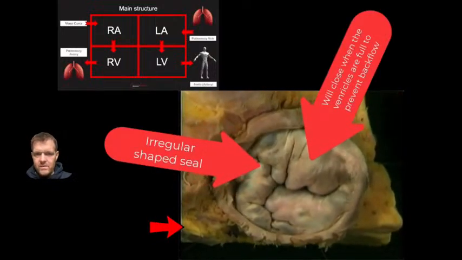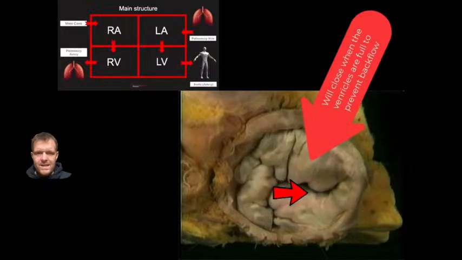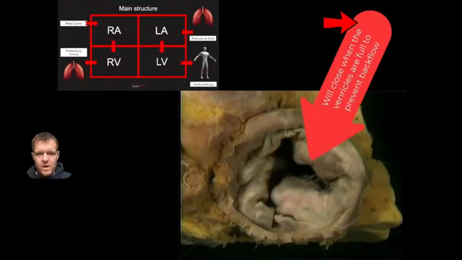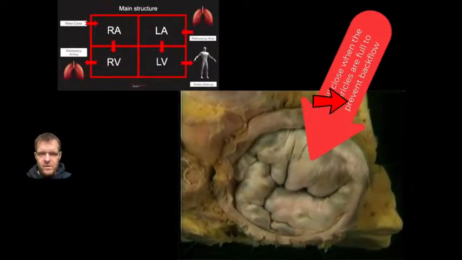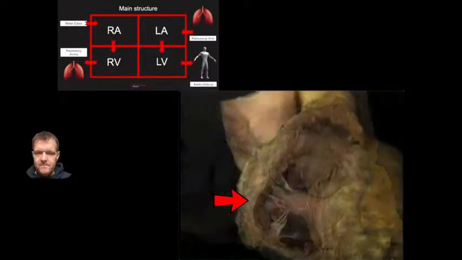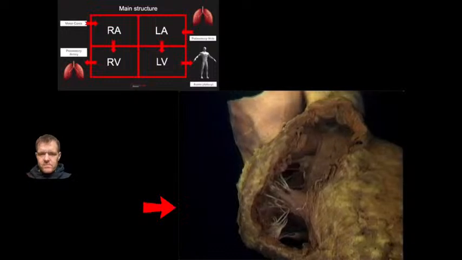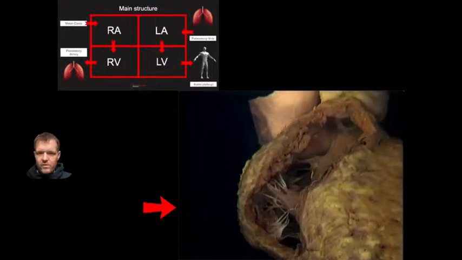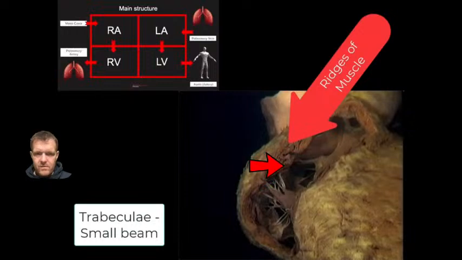So there we go. It's an irregular shaped seal. It will close when the ventricles are full to prevent any backflow into the atria. If they were just straight lines, they wouldn't create a very good seal, so they're irregular.